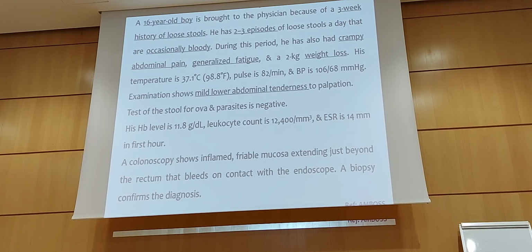Then we did a colonoscopy, and we saw inflamed friable mucosa extending just beyond the rectum that bleeds on contact with the endoscope. A biopsy confirms the diagnosis. So what is the diagnosis? Ulcerative colitis. Why? Because of the bloody diarrhea. But why not Crohn's? Also beyond the rectum. One person at a time. So what makes you say it's ulcerative colitis? What is one difference between Crohn's and ulcerative colitis?